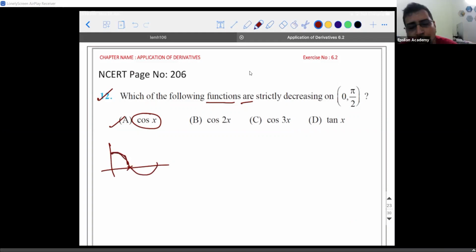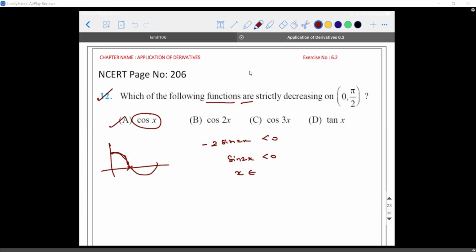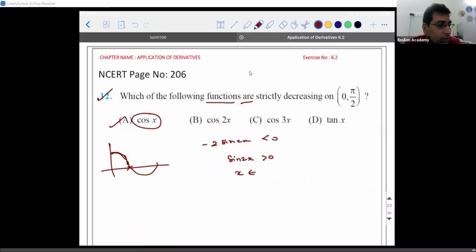Right. So what about cos 2x, guys? F dash of x is minus 2 sine 2x, correct? If I write it as less than 0, then sine 2x is greater than 0. So x belongs to what?